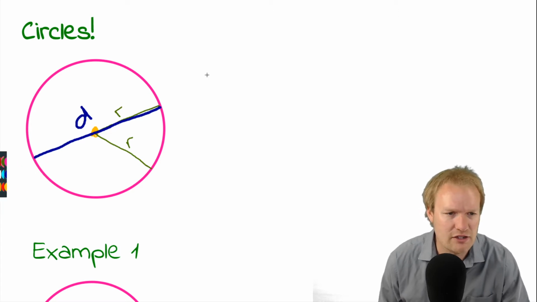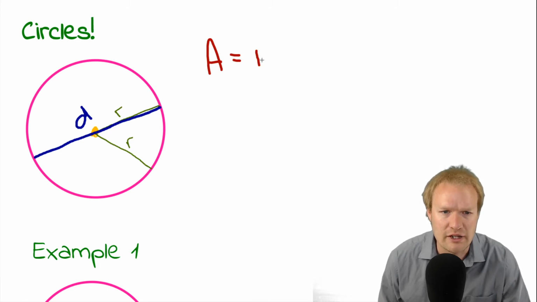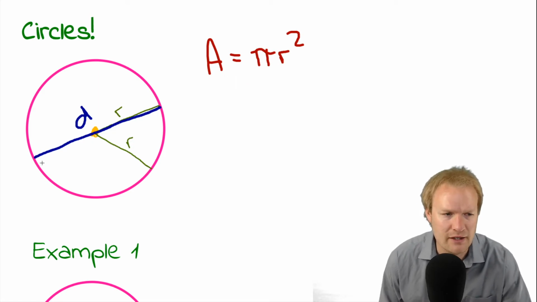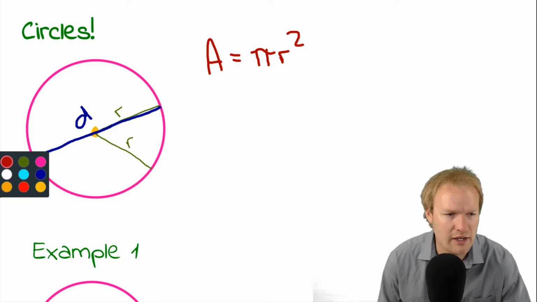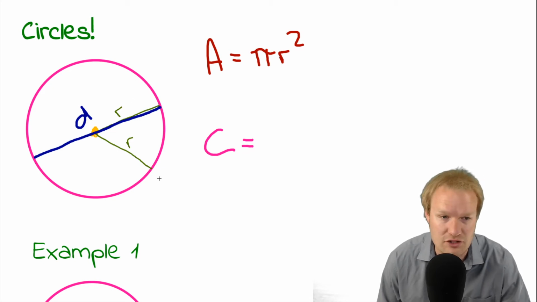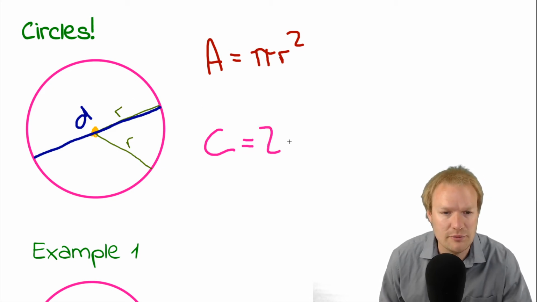Okay, so let's look at our formulae. So we had the area of a circle. Well, that formula came out to be pi r squared. And that's something you're going to have to remember. You're not given it, you have to remember that formula. And we're about to use it. And then if you want to find the circumference, which is just like the perimeter of the circle, then we use the formula 2 pi r.